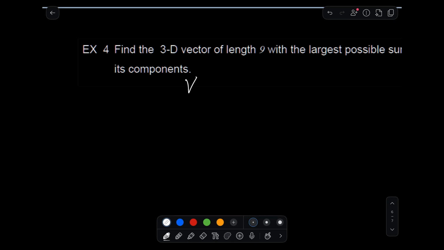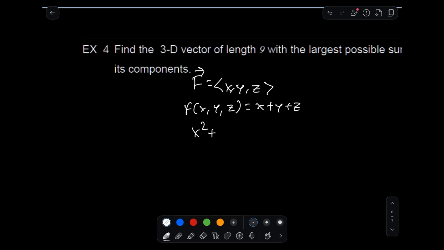We have some vector operation like this. And you have this constraint, but it's going to be a sphere of radius 9.